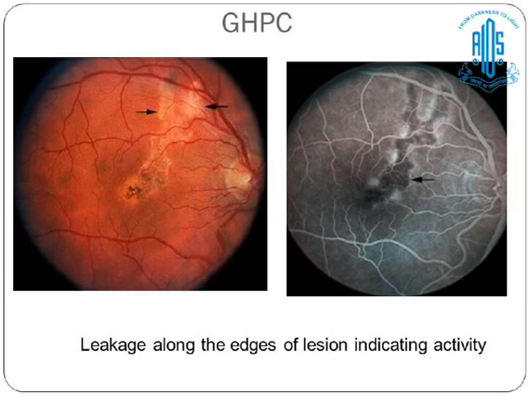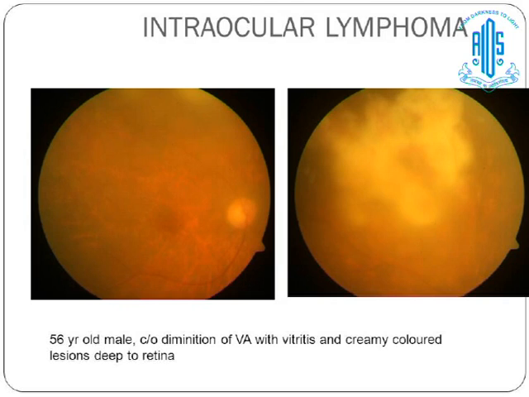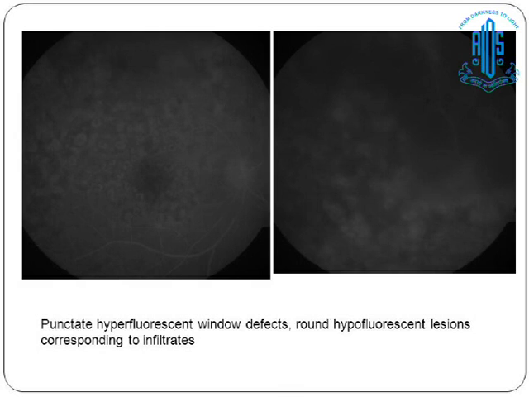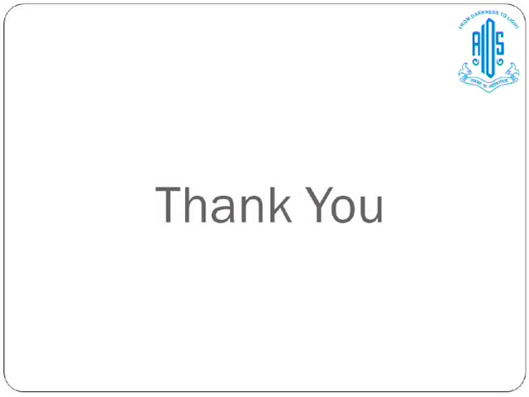So treatment is needed. And this is a rare case of a 56-year-old male who is complaining of diminution of vision with vitritis and a creamy-colored lesion deep to the retina in the superior quadrant. The macula is looking quite okay, but when we do angiography, we can see punctate hyperfluorescent window defects and round hyperfluorescent lesions which correspond to the lesion. So this angiography is very classical of intraocular lymphoma.